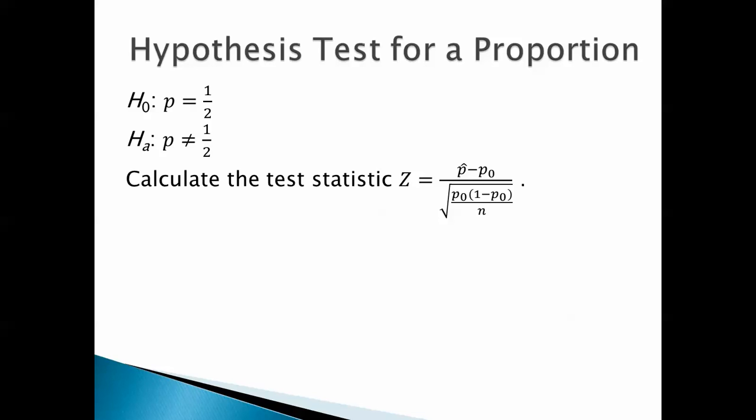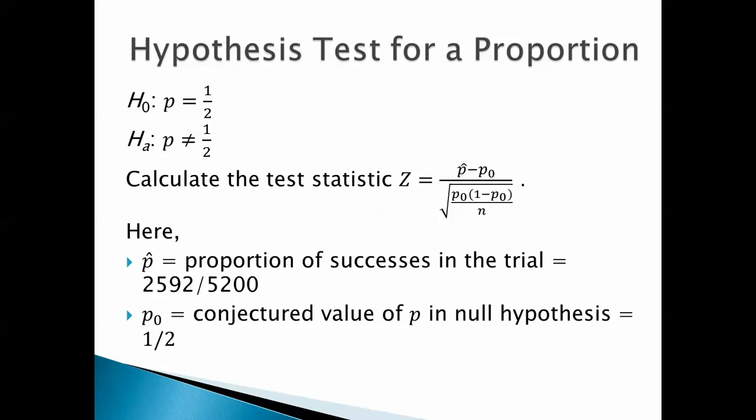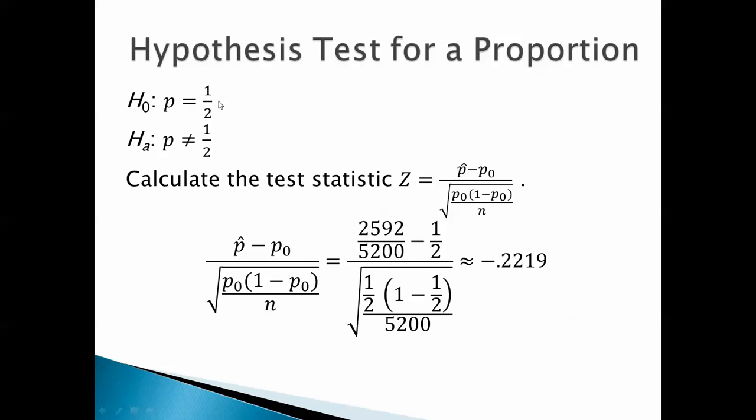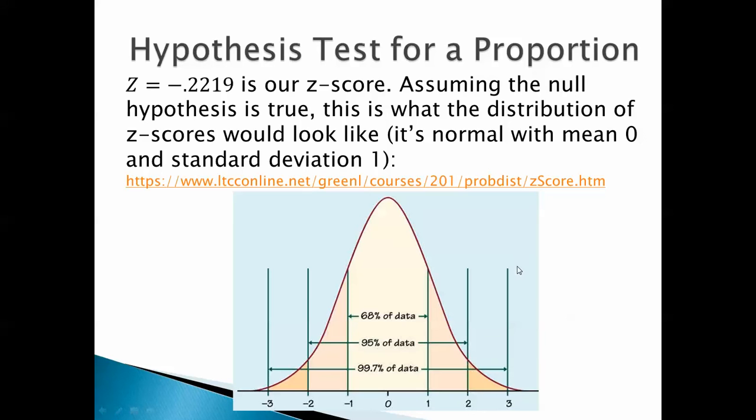Let's calculate the test statistic z. Here, p hat is the proportion of successes. In this case, that would be 2,592 over 5,200, proportion of successes in the trials. P0 is the conjectured value of p in the null hypothesis, which in this case is a half. And so when we plug all of that in, p hat is 2,592 over 5,200, p sub 0 is a half, plug everything in, and we end up with z equals negative 0.2219.